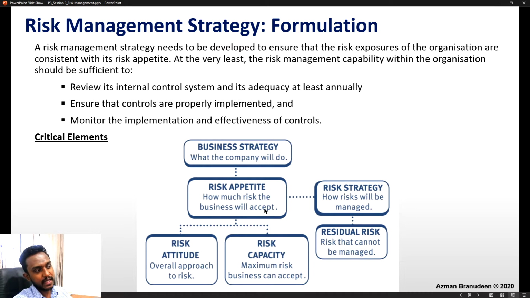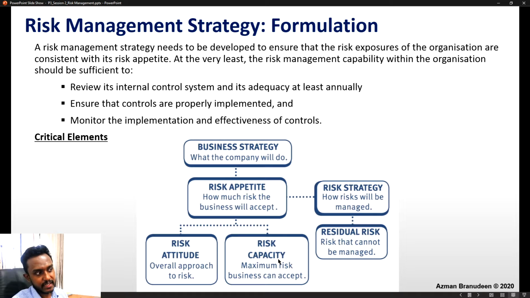Now, risk appetite is the combination of 2 other aspects. One is the risk attitude, that is basically risk averse, risk seeker, or risk neutral. People have different risk attitudes. So that is one aspect. What is the overall approach to risk? On the other end, the risk capacity is the maximum risk the business can accept. Now, there is a very key difference between risk appetite and risk capacity.